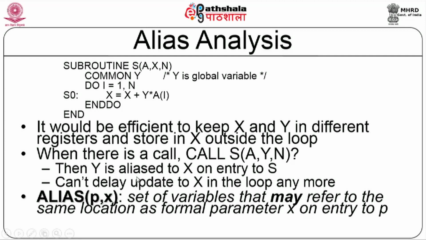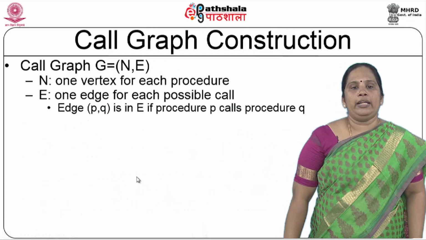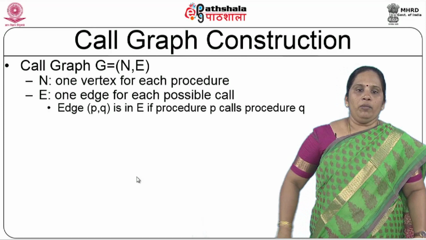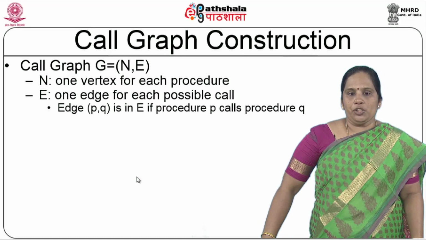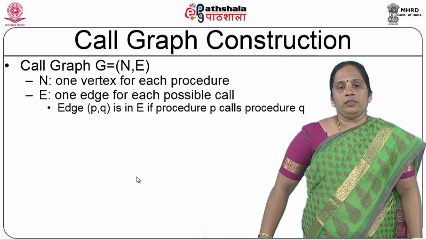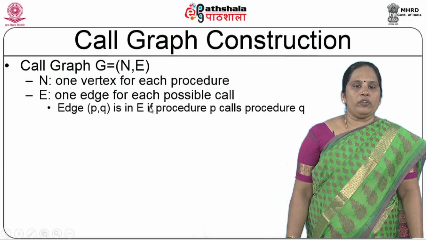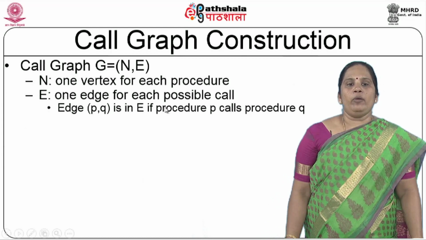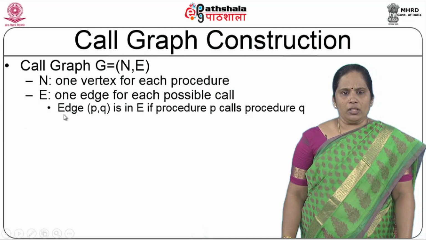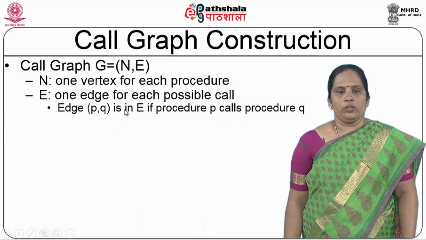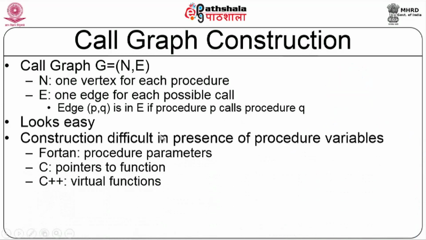Now, we have mentioned what is called a call graph, because the leaf node in a call graph is capable of leaf routine optimization. So, you normally construct a call graph G with N, E, where N is the set of nodes and E is the set of edges. There will be one vertex for each procedure, and one edge for each possible call. Edge p, q is in edge list E if procedure p calls procedure q. That is your call graph construction. It looks easy, but construction is difficult in the context of so many variables, procedures and arguments being passed.